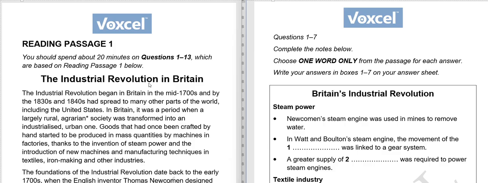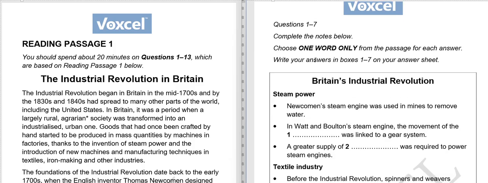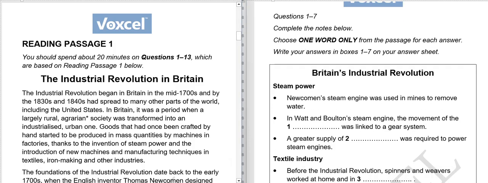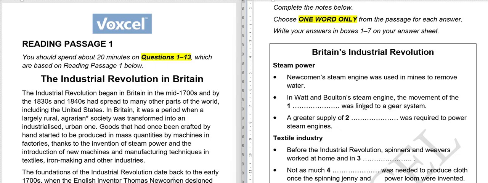So what we're gonna do is not read this passage just yet. Instead, we're gonna read the questions first and see what kind of questions we have. There are a total of 13 questions in this passage. Questions 1 to 7: for these, you have to write one word only. So there are 7 blanks.